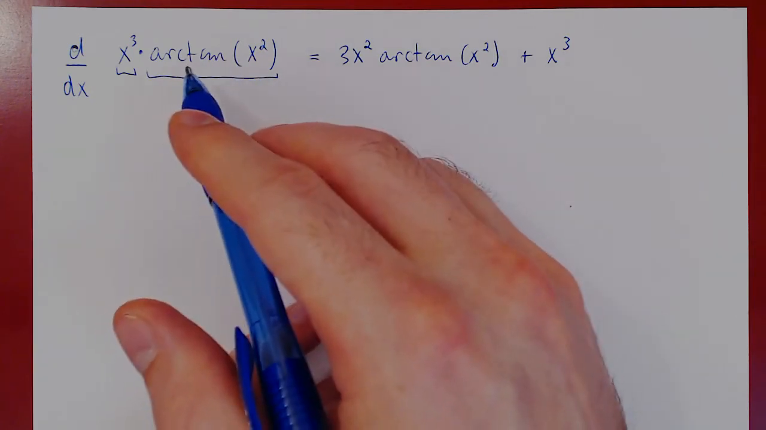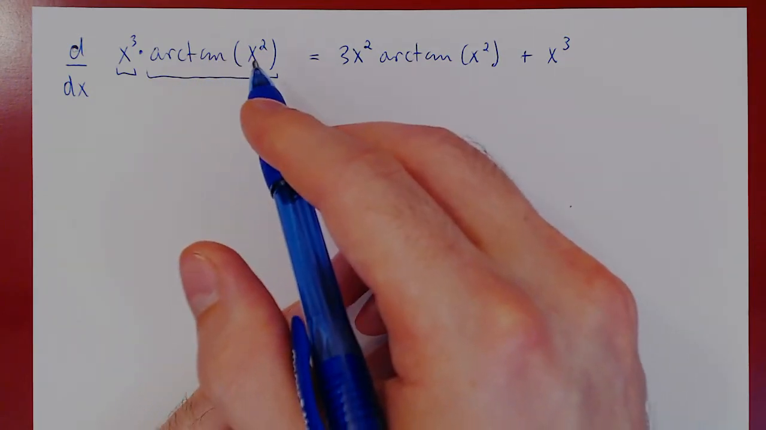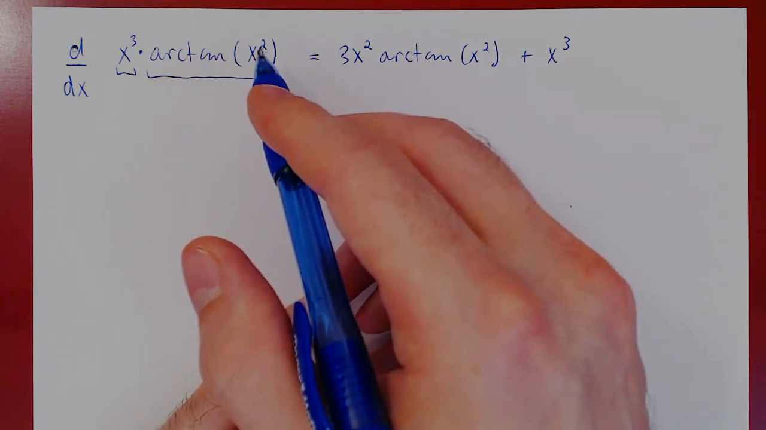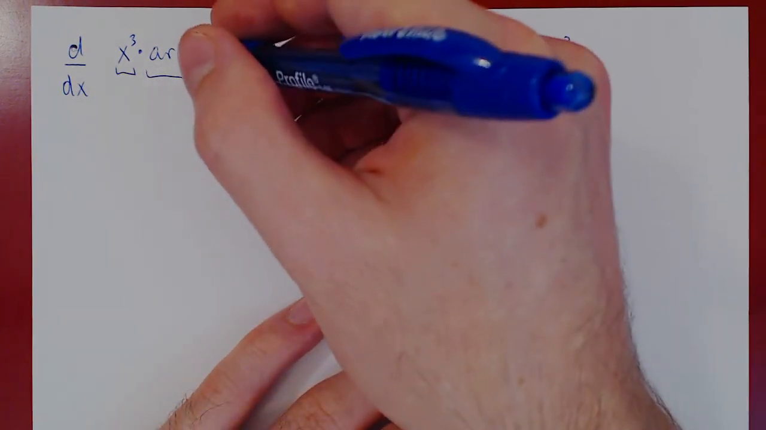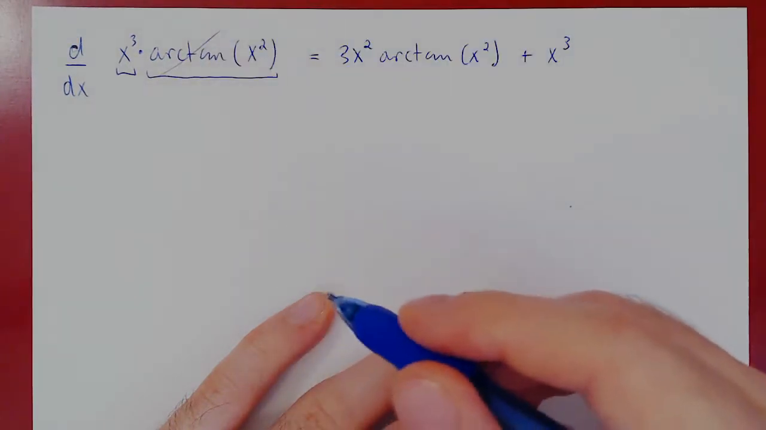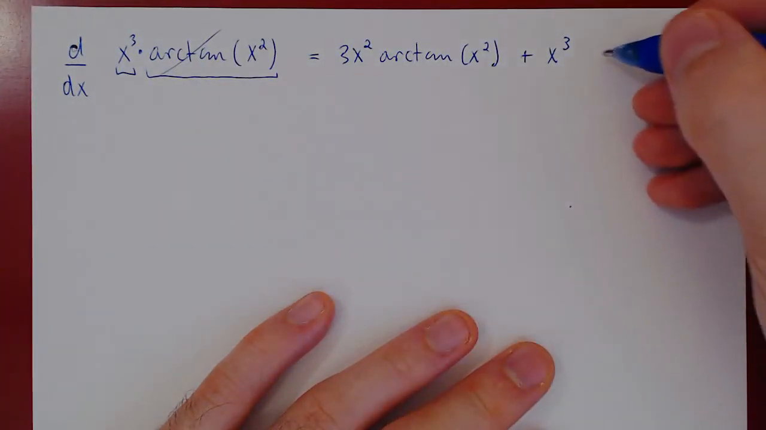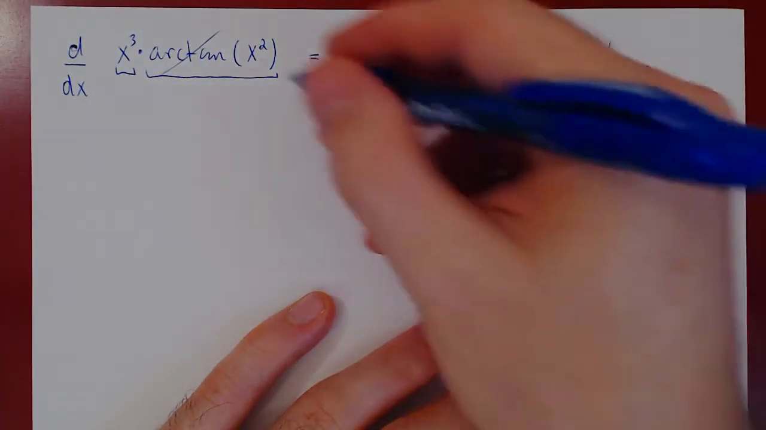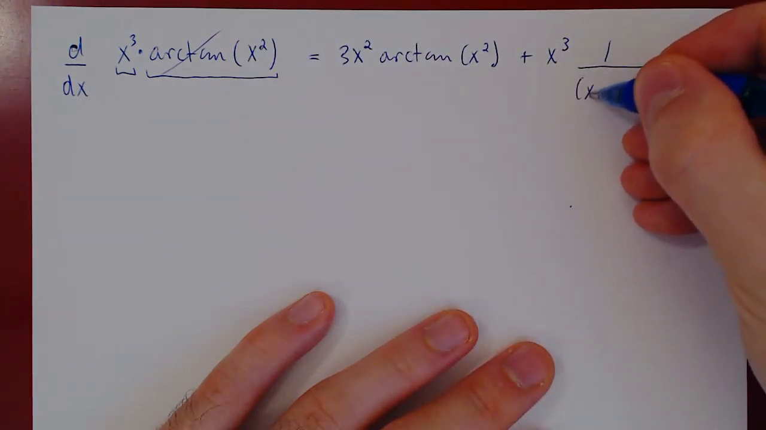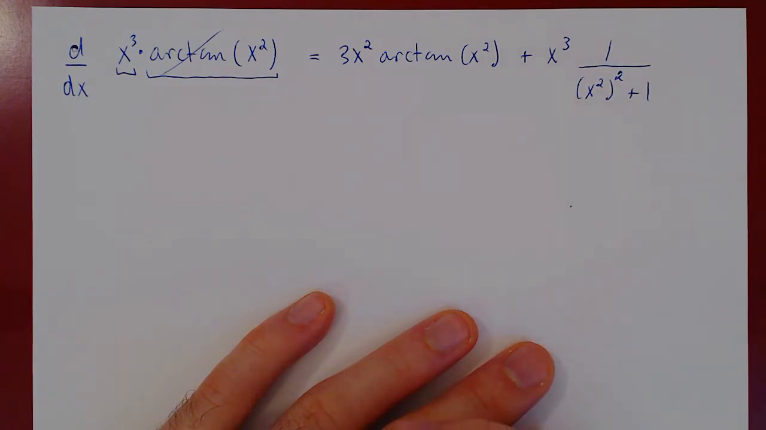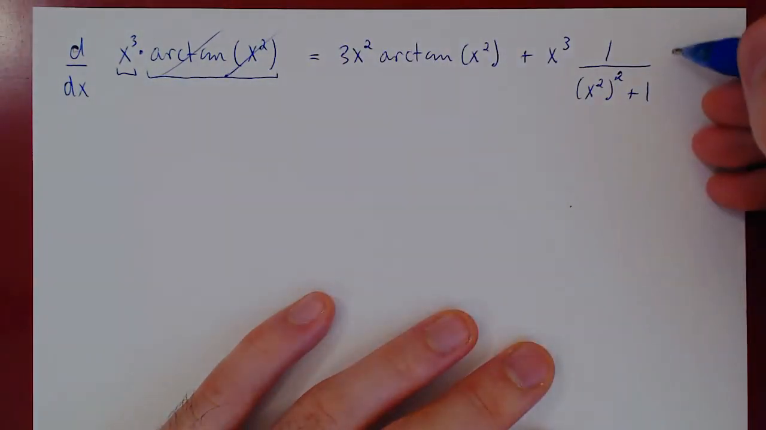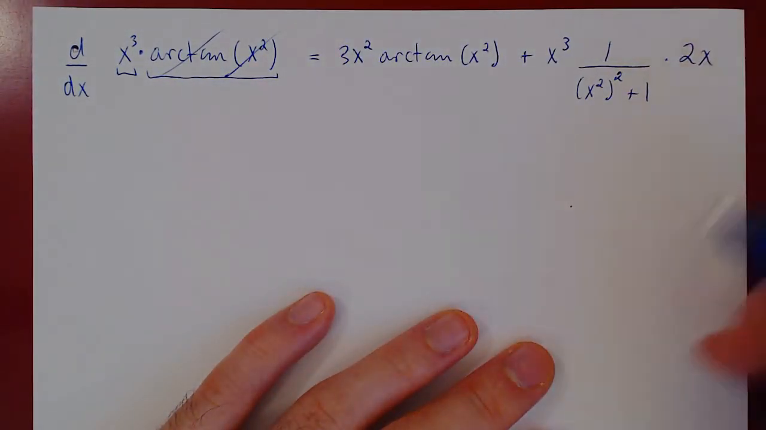And here, be careful, we have a composition. If I give you an x value, you will first square it and then take the arctangent of x squared. So we differentiate first the arctangent function. The derivative of arctan is 1 over the argument squared plus 1 times the derivative of x squared, which is 2x.